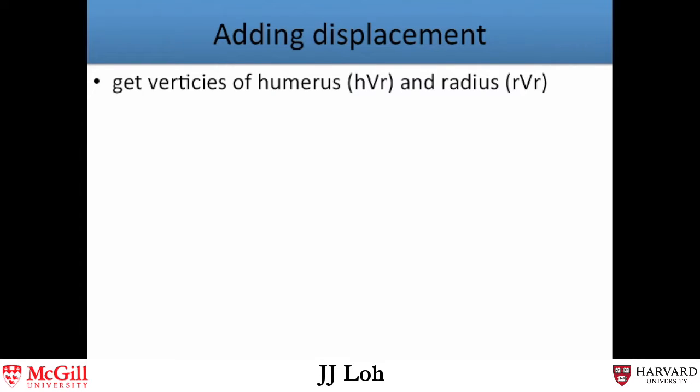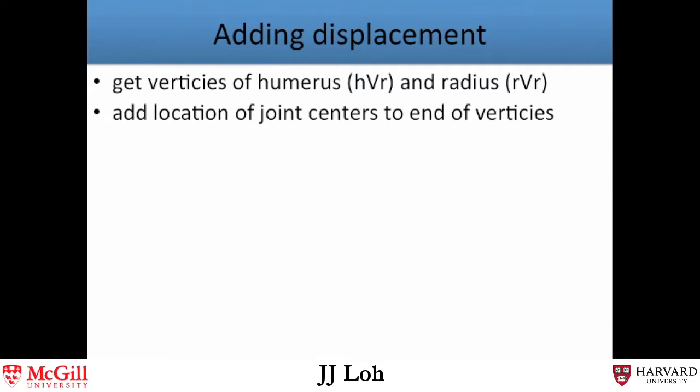1. Get the original vertices and faces of the humerus and radius. You'll find them in those text files I've been talking about. 2. Add the location of the joint centers, 0, and 0, 1. 3. Scale the vertices to the desired length by multiplying by some coefficient.